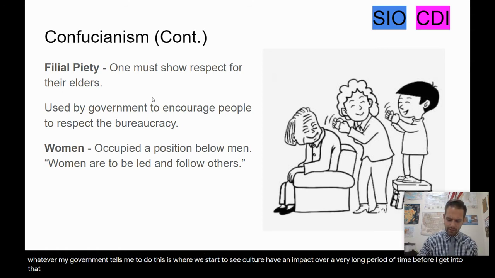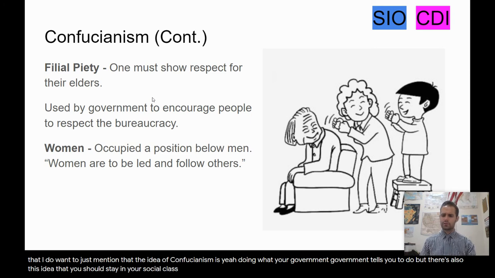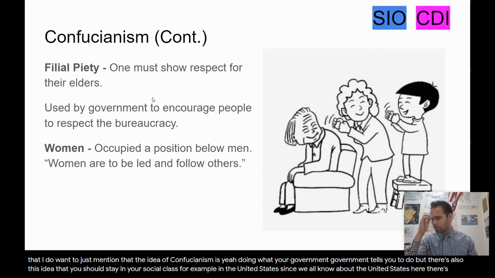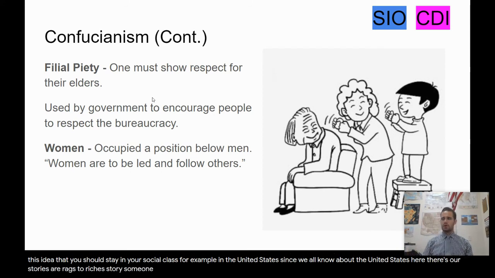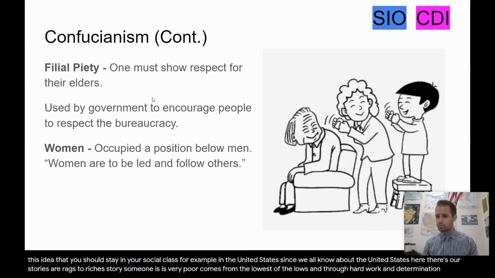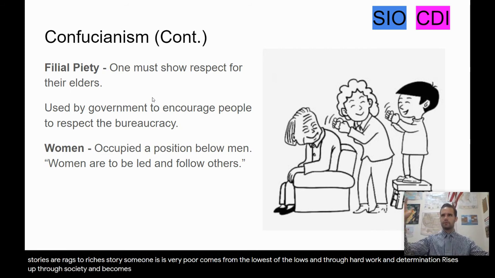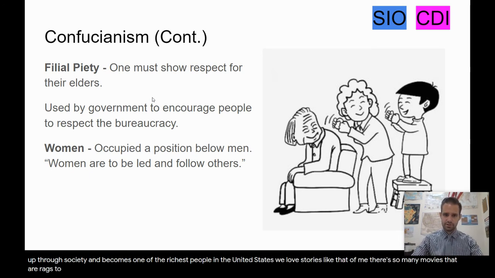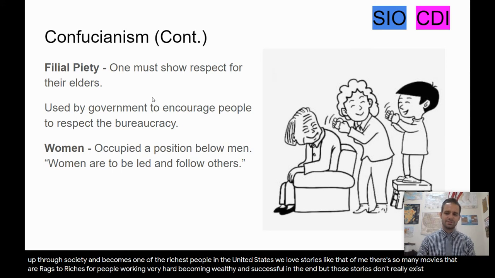Before I get into that, I do want to just mention that the idea of Confucianism is, yeah, doing what your government tells you to do, but there's also this idea that you should stay in your social class. For example, in the United States, since we all know about the United States here, our stories are rags to riches stories. Someone is very poor, comes from the lowest of the lows, and through hard work and determination rises up through society and becomes one of the richest people in the United States. We love stories like that. I mean, there's so many movies that are rags to riches, poor people working very hard, becoming wealthy and successful in the end. But those stories don't really exist in Chinese society.